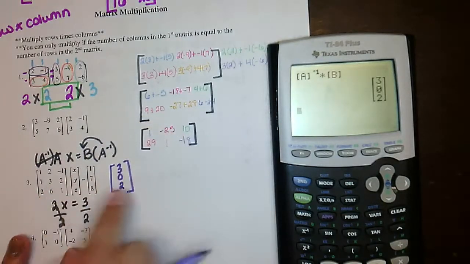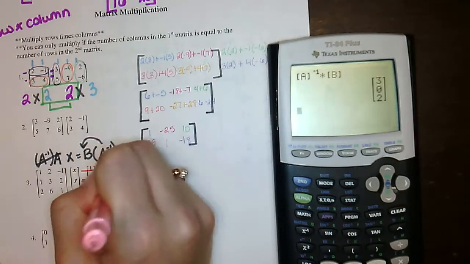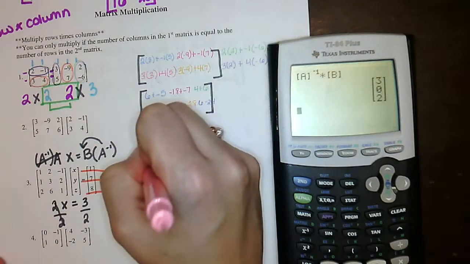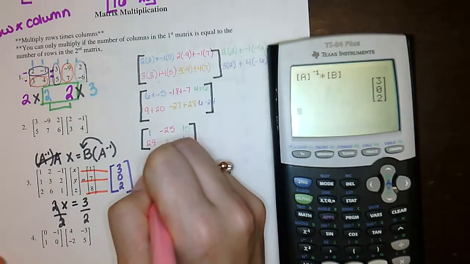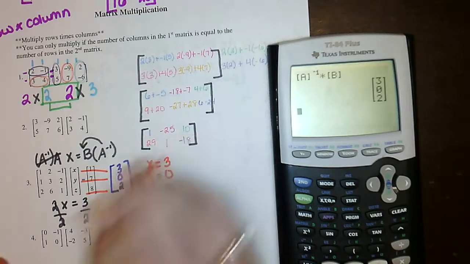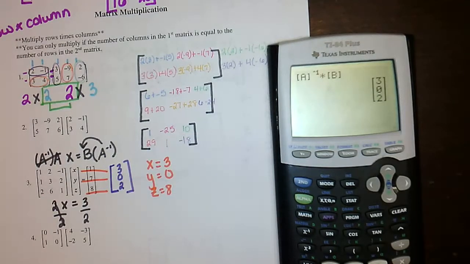And so each piece that is in the same position tells me what everything equals. So x equals 3, y equals 0, and z equals 8. This goes back to what we talked about with the equal matrices.